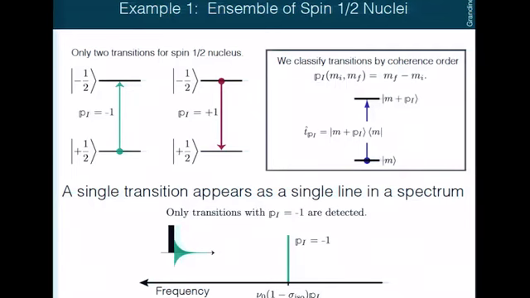An ensemble of uncoupled spin half nuclei. You only have two levels, and we have only two possible transitions. So we can excite from plus half to minus half, or we can excite from minus half to plus half. Only two possibilities here. Now, in NMR, we classify transitions by their p-value.